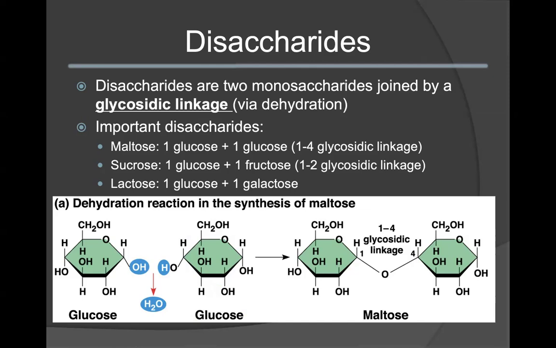Similarly, if we wanted to reverse this reaction and disrupt the glycosidic linkage, we would do the opposite, meaning that we would take a water molecule, apply it to the glycosidic linkage, usually using an enzyme, and that would serve to break apart that glycosidic linkage and return those two sugars to the monomer state.